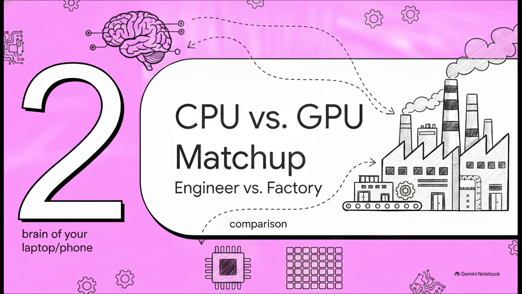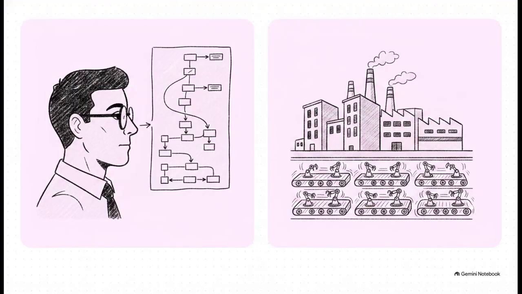Moving right along to Section 2, the CPU versus GPU matchup. Engineer versus factory. To truly grasp this, think of a standard CPU, a central processing unit, as a brilliant, highly educated engineer. Now, this engineer is incredible at handling complex logic sequentially, figuring out difficult if-this-then-that branching paths, and basically controlling the entire system. But they work on tasks one by one.